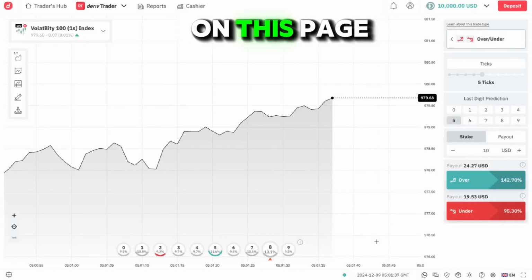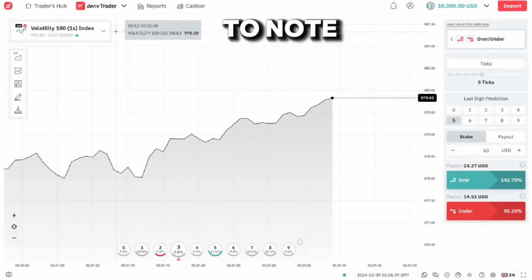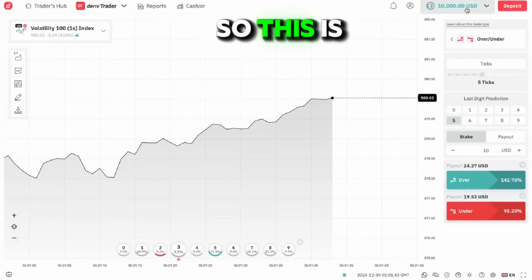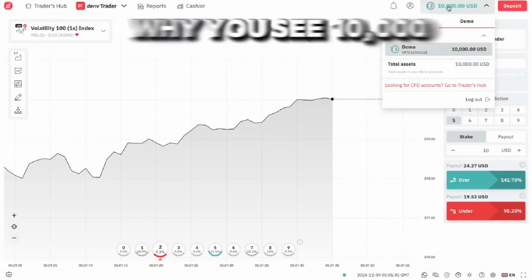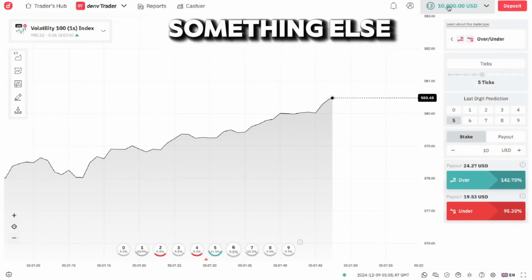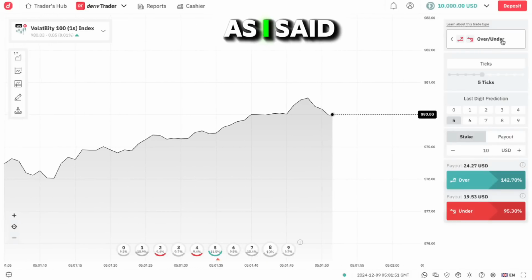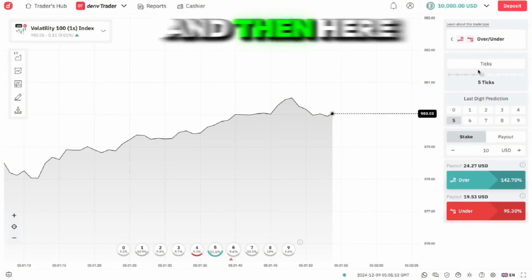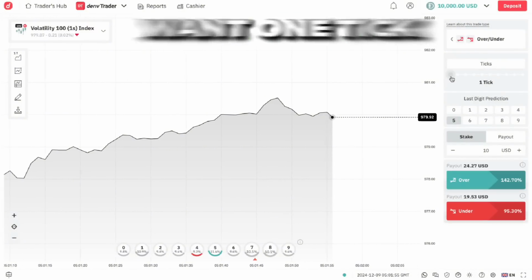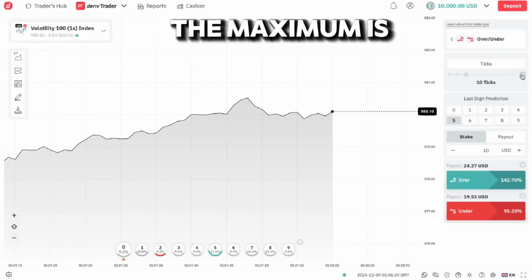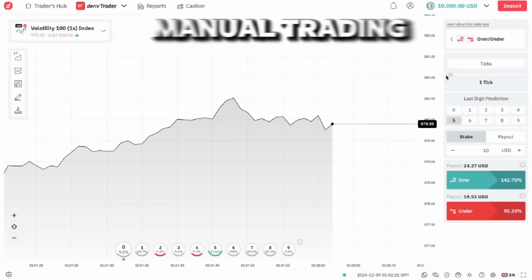On this page, there are three things you need to note. Your account balance is usually here. This is demo, that's why you're seeing 10,000. If it was real, you'd see something else. And then here is the market, over and under. As I've said, this is digits. And then here is the ticks. If you want one tick, you just drag it. If you want two, if you want three, the maximum is 10. So this is manual trading.